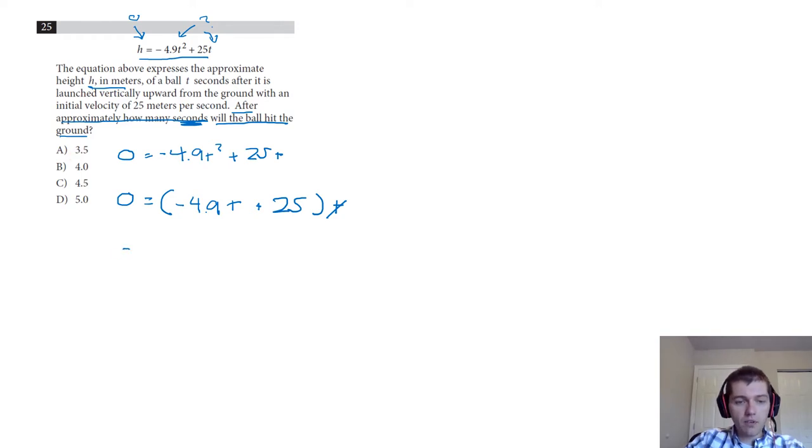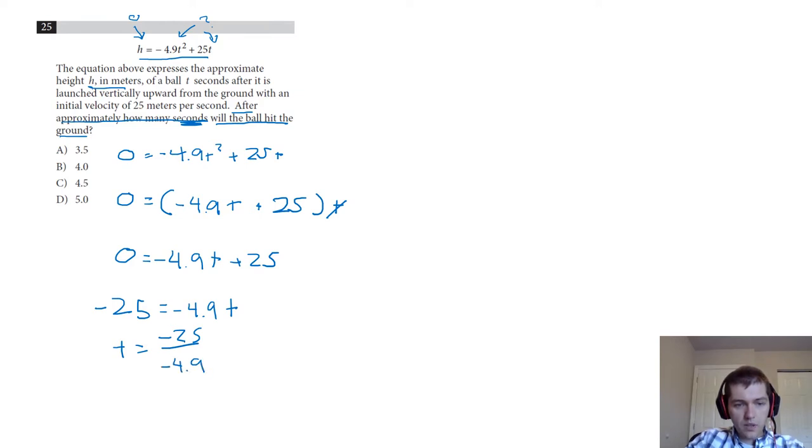So now we have 0 is equal to negative 4.9 t plus 25. We can subtract 25 from both sides. Negative 25 is equal to negative 4.9 t. Divide both sides by negative 4.9: t is equal to negative 25 divided by negative 4.9. And that will end up being a number just above 5. So you will end up with approximately 5, and that is available as a solution.